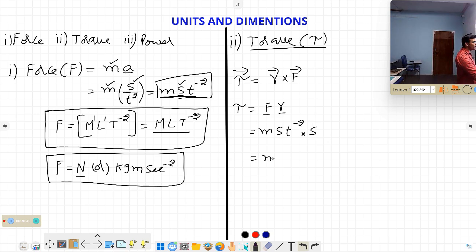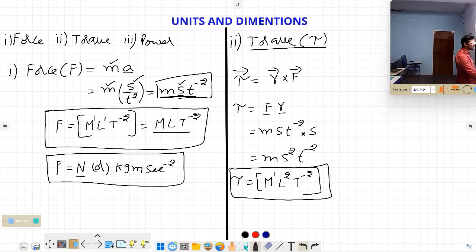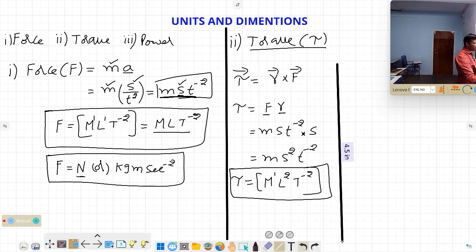If you solve this one, M into S twice, we get S square, and T minus 2. So torque can be written in terms of fundamental quantities as M power 1, S is nothing but L power 2, and time is T power minus 2. This is the dimension formula for torque, that is ML square T minus 2. Next one, if you come to the third example, what can I write? The third given physical quantity is power.